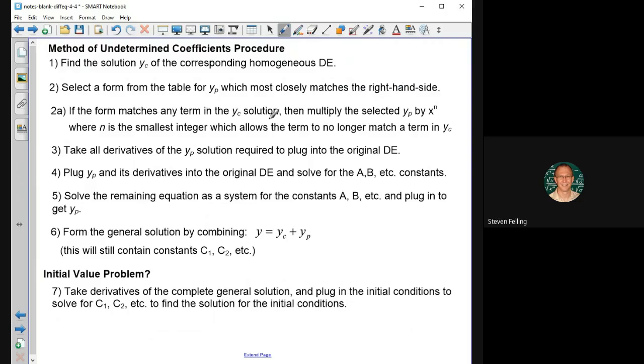Now, if when we do that, we get a term that is matching any term in the corresponding solution, then that means that those two would be absorbed and then we wouldn't be getting any additional term to handle the right-hand side. We call that being absorbed, and I'll show you this in an example. So if that happens, what we do is we use the term from the table, but we tack on, multiply an extra x to that.